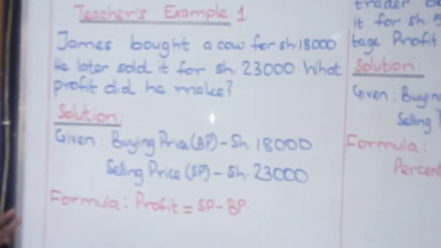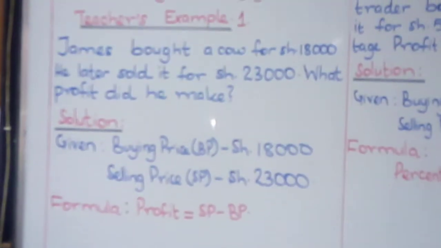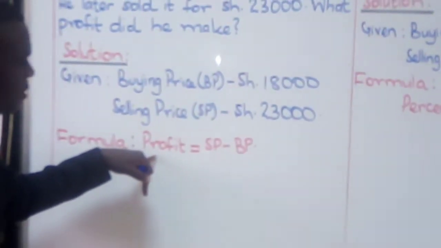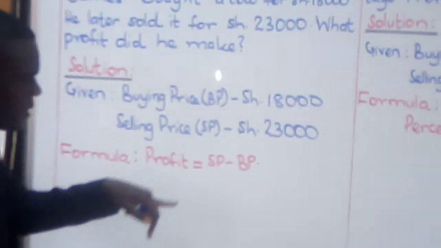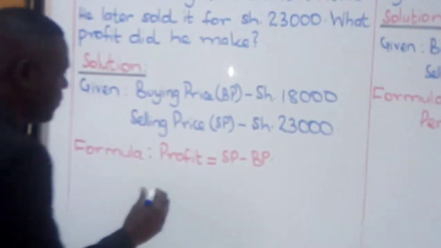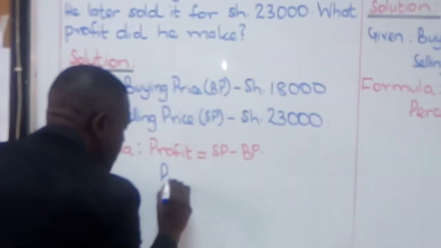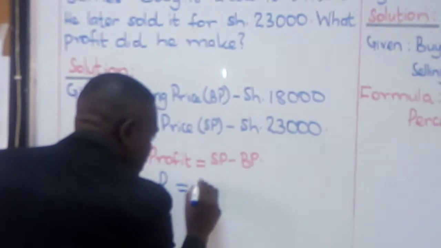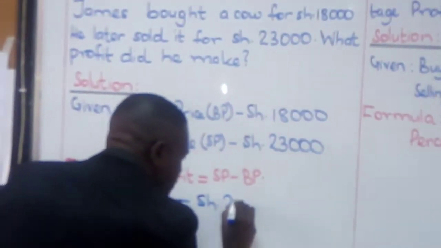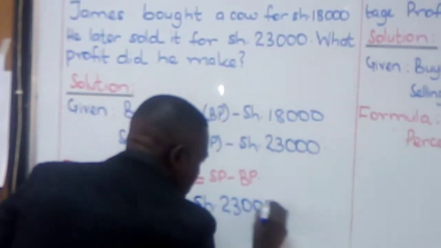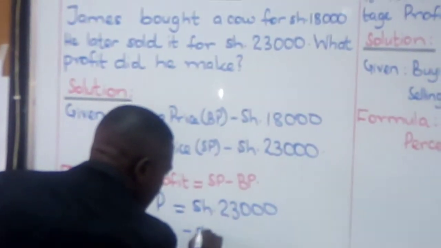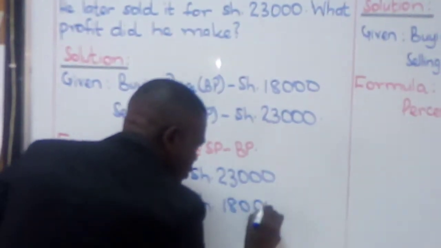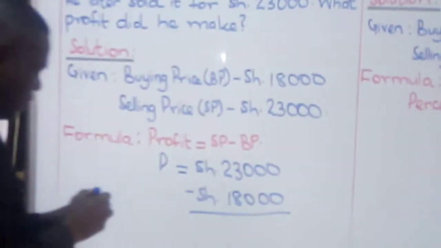What are we asked to find? The profit. Now, the formula is here. Profit is equal to selling price minus buying price. And now we come here and say profit P is equal to selling price, which is 23,000 shillings, minus the buying price, that is 18,000 shillings. Then we subtract.